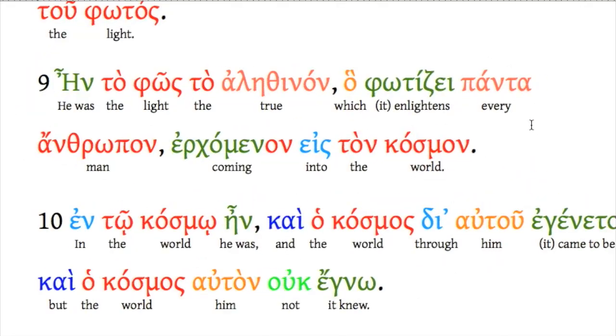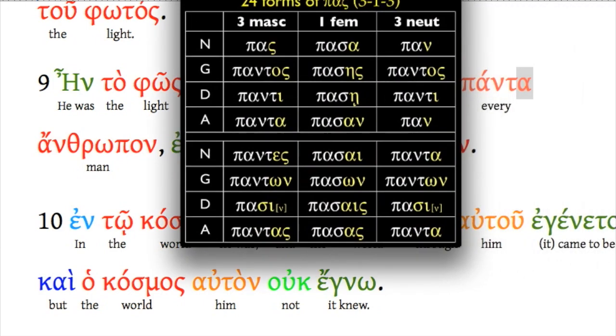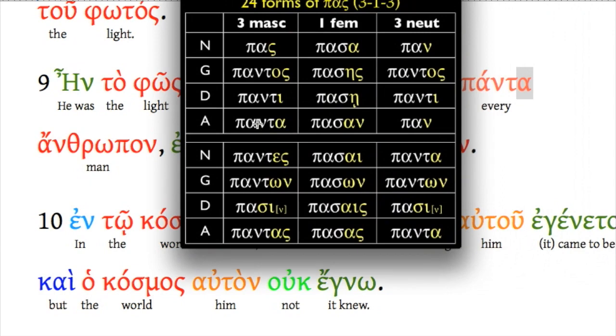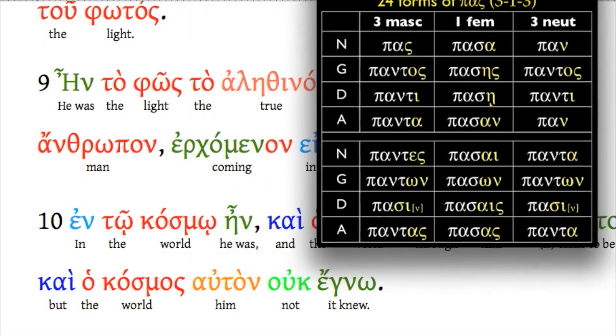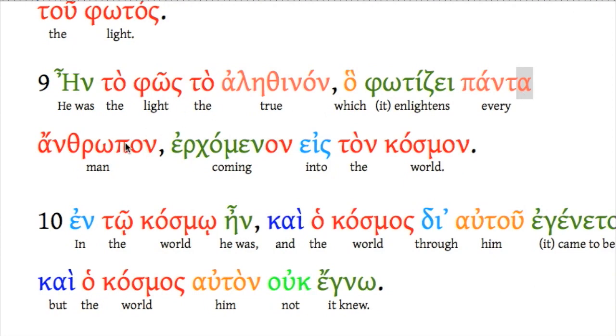Then notice we have the same form. When we turn to your color-coded text, we have panta, every, anthropon. Anthropon is accusative singular masculine, and this is the accusative singular masculine form of pas right here, right? And again, we have the case, number, and gender matching up perfectly. The declension's different, but no big deal.